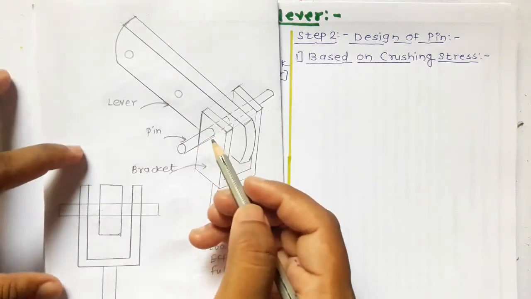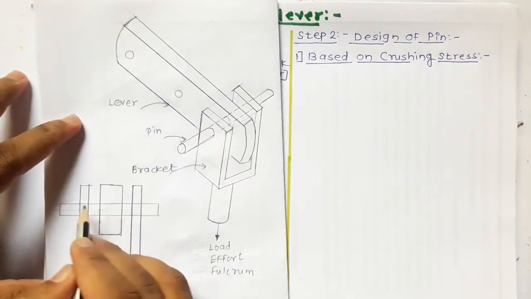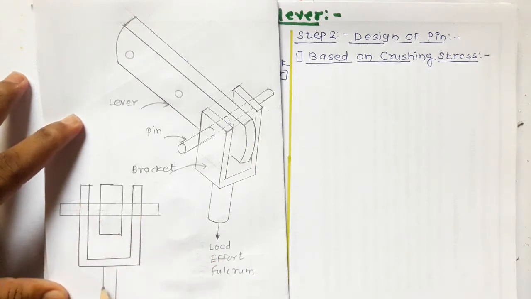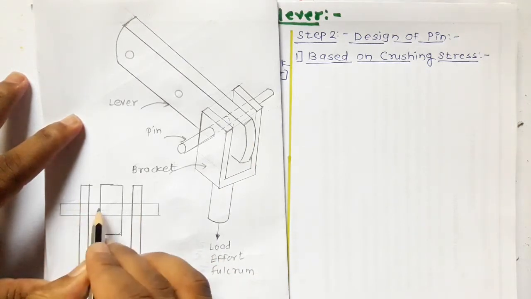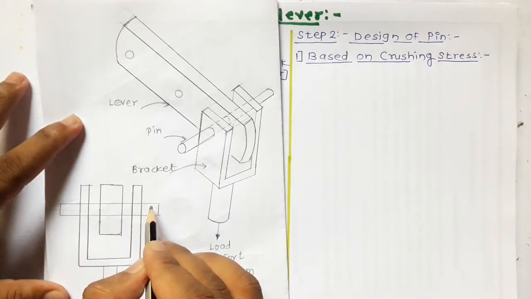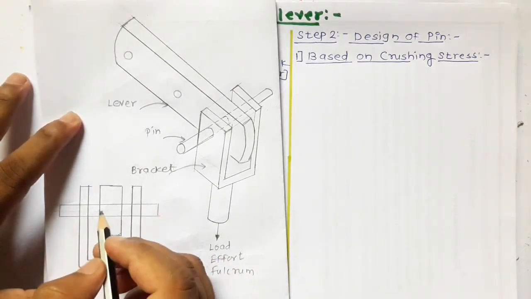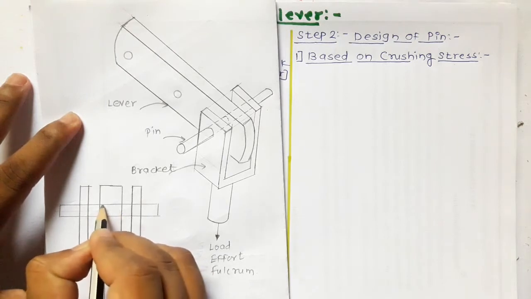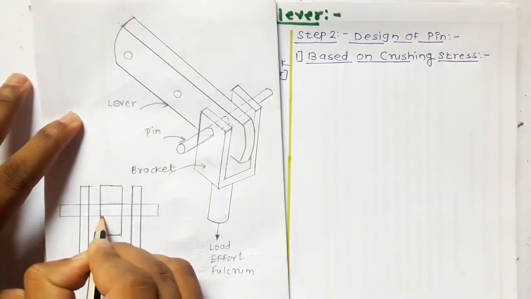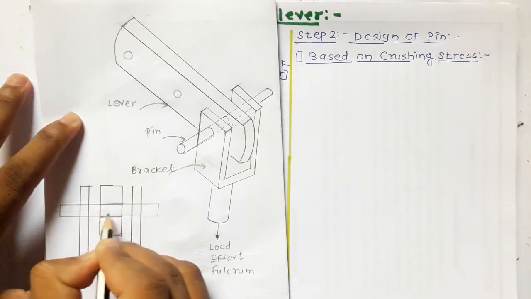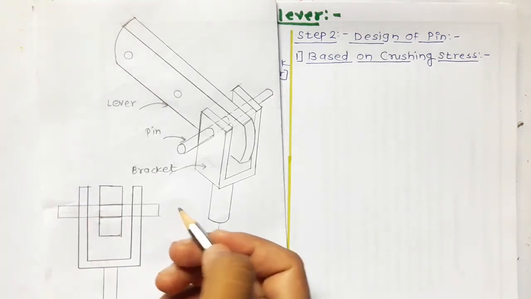For a visualization of crushing stress, let us consider this side view of the diagram. This is a bracket, and through this bracket and lever arm we have inserted the pin. Now the pin will be subjected to crushing stress in the lever on this portion. This is the portion of the pin which is subjected to crushing stress, that is, the circumferential surface of the pin.